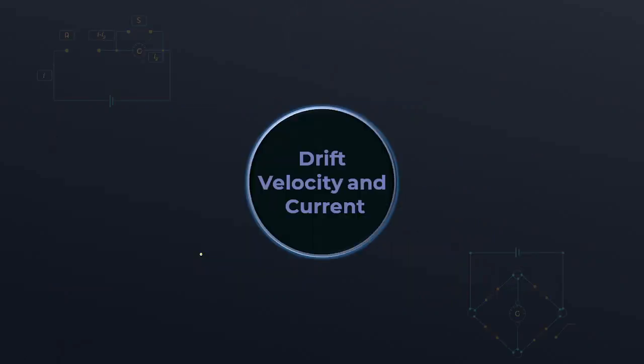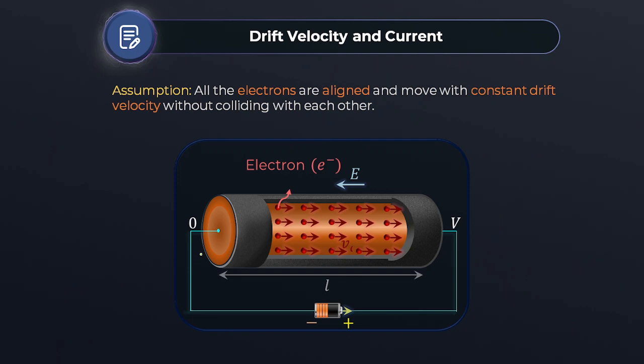Now, drift velocity and current. There are a few assumptions we have to take. When we have applied this electric field, all the electrons are moving parallel to each other and there is no collision between them. The force acting on all the electrons is the same, qE. So they all move with the same constant velocity in the direction opposite to the electric field, and there is no collision between them. In reality random motion is happening, it is not like that. For simplification we are assuming this, okay?